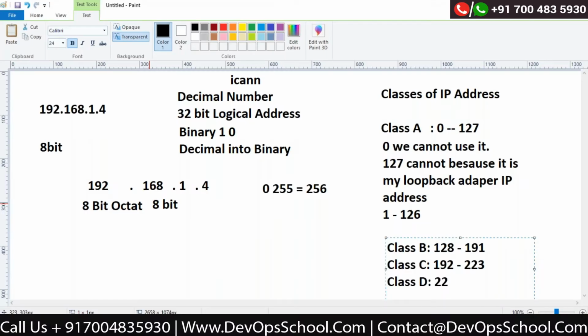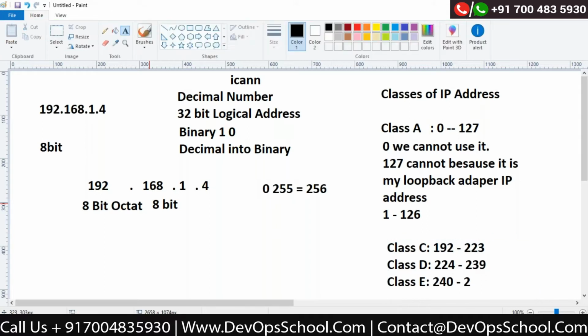Class D will obviously start with 224 to 239. Correct? After that, there is another class called class E. Class E will start with 240 up to 255. Correct? The last number would be what? 255. Is it starting with 0? Yes, the first octet was starting with 0. The last number ends with 255. Yes, the total number would be 256. Correct? So the total number would be achieved.